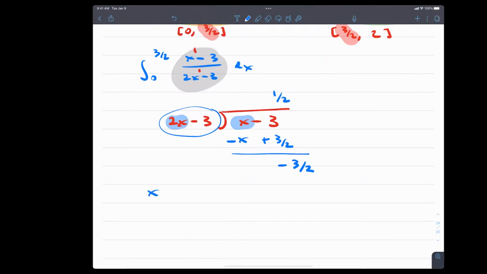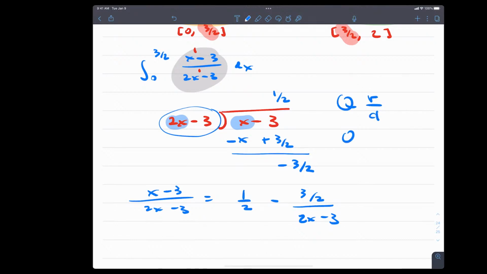Well, you're taking x minus 3 over 2x minus 3. The quotient is 1/2, and then minus 3/2, the remainder, over the 2x minus 3. You're writing this as a mixed number. So as you integrate now, notice what's nice. It's a lot nicer to integrate. Now you can integrate. That's kind of a little trick when you have the same degree.